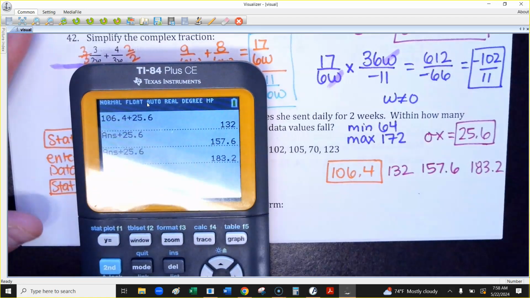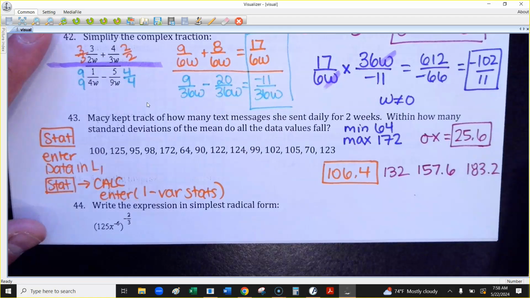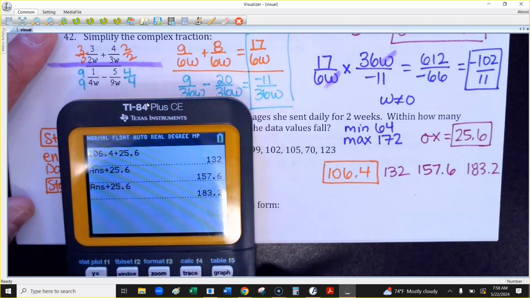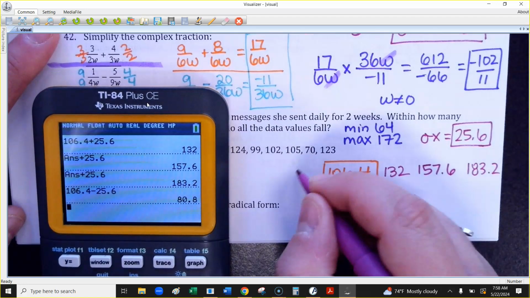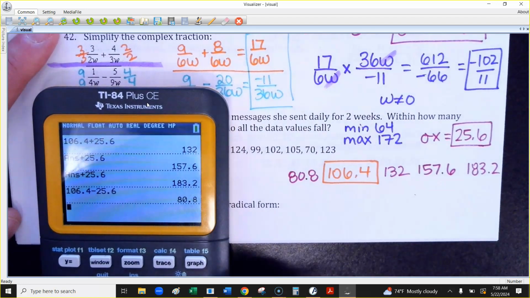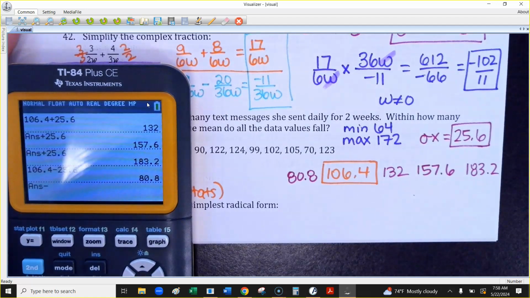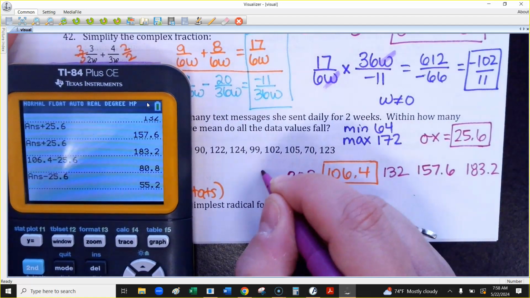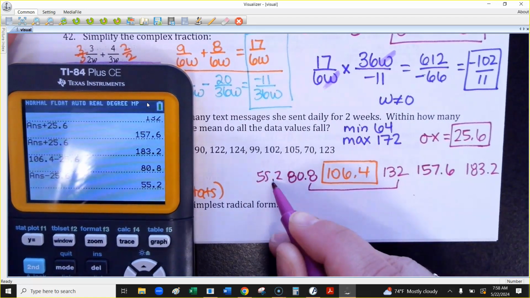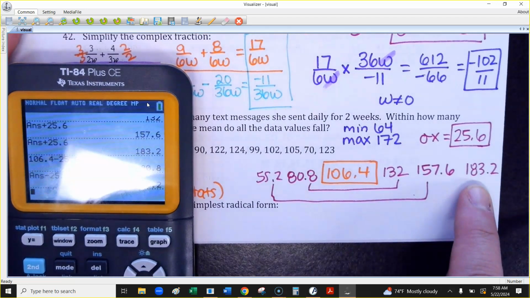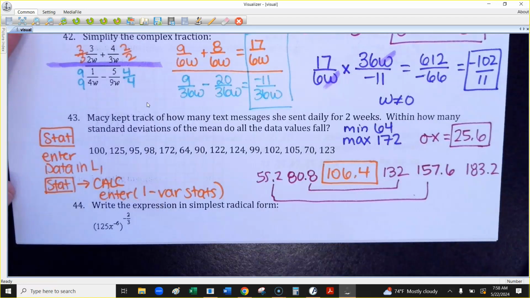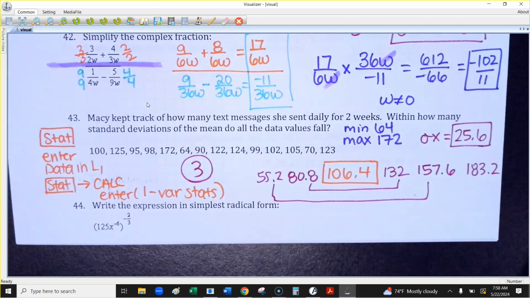So on that end, I'm going to have to go out at least 3. Let's see how far we have to go out on the lower end. So on the lower end, I'm going to go back to the mean, the 106.4 minus 25.6. This is 80.8. And I need to go down to 64, so minus 25.6 again. Then I'm at 55.2. So to cover the minimum, I only need to go out 2 standard deviations. But to get up to that 172, I had to go out 3 on this side. So it's going to be 3 standard deviations to cover all the values in that data set. I had to go out 1 more to cover that 172. Does anybody have a question?